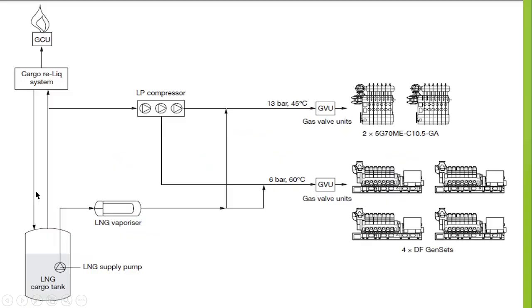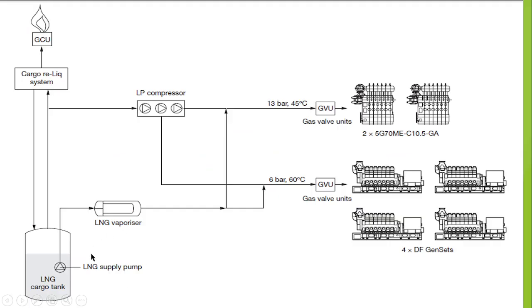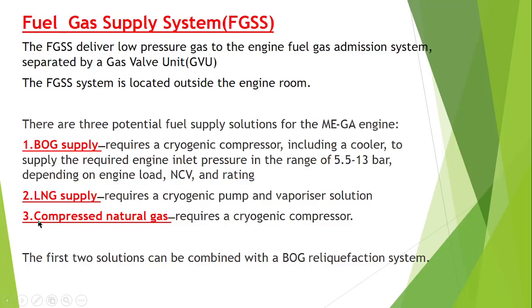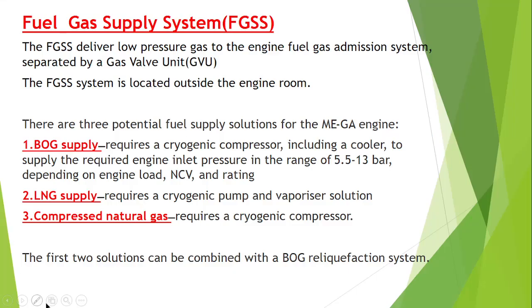Now what is this BOG? Boil off gas. The gas which boils off is being re-liquefied here. The second option is the LNG supply, which requires a cryogenic pump and a vaporizer solution. Okay, LNG pump and a vaporizer solution. And third is compressed natural gas, requiring a cryogenic compressor. So there are three things. The first two solutions can be combined with a BOG reliquefaction system.